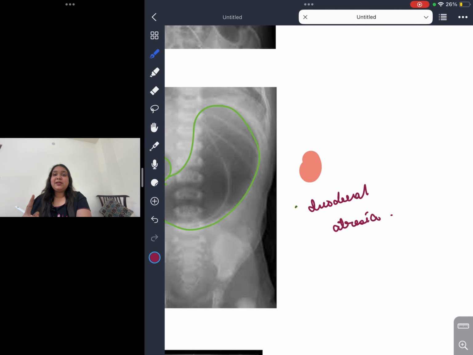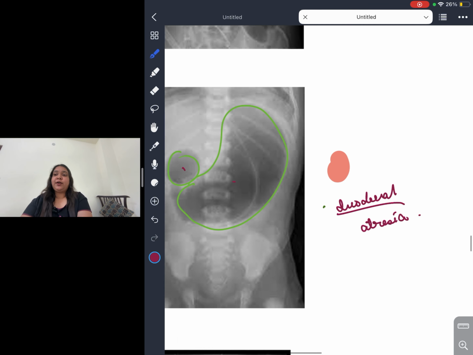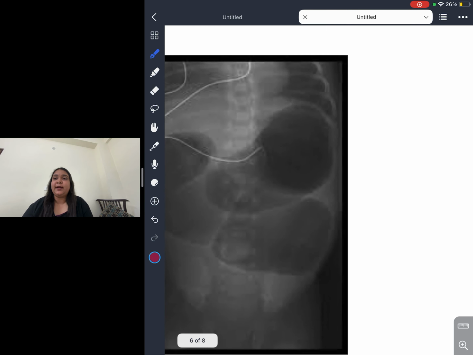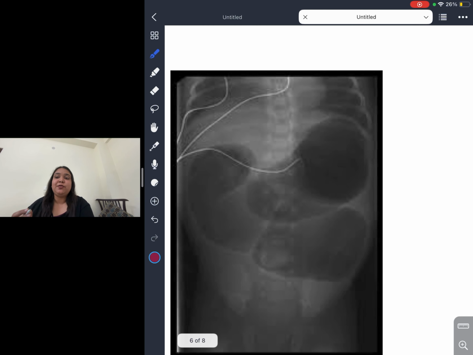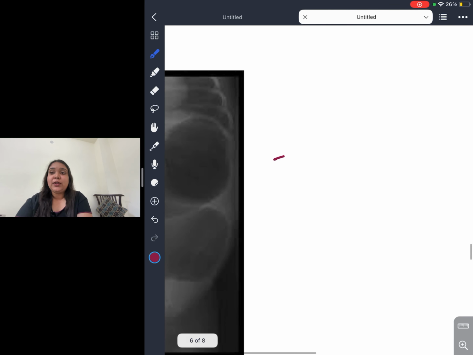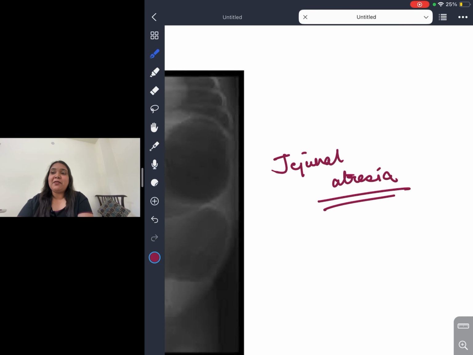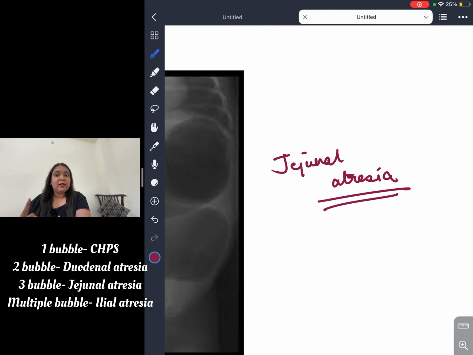So if you have single bubble sign, it is congenital hypertrophic pyloric stenosis, and if two bubbles are seen, then it is an image of duodenal atresia. Now if we look at this image, you can find three bubbles over here. This is your first bubble, second bubble, and a third bubble. So if you have three bubbles, you can name it as jejunal atresia.